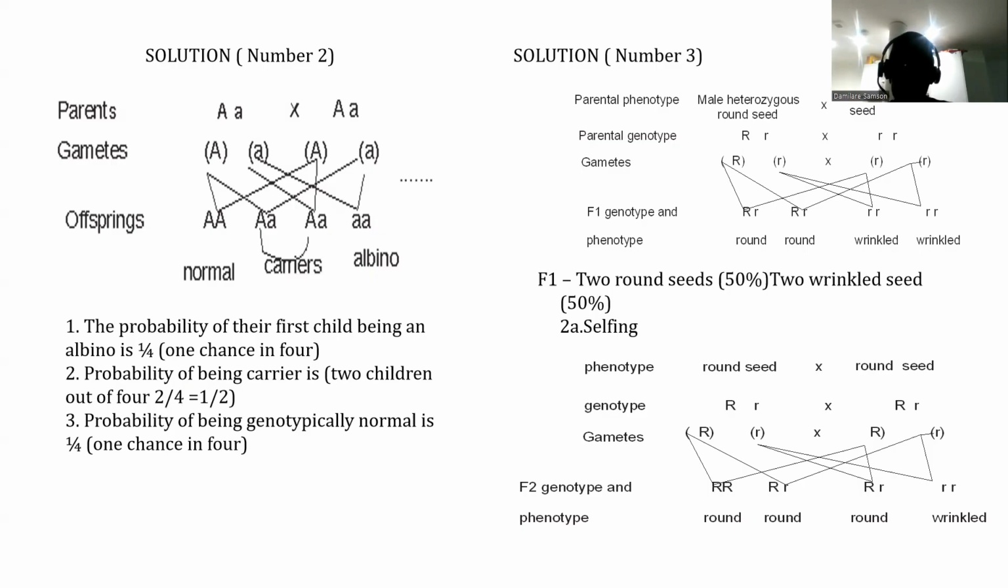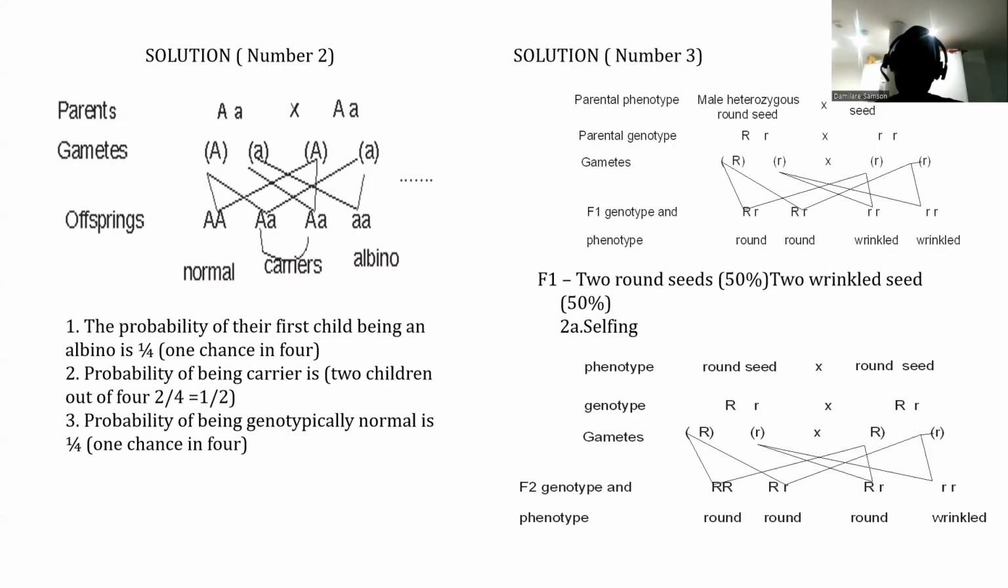Probability of being a carrier. Now, how many are carriers here? Aa, 2 of them. So carriers will now be what? 2 out of how many? Out of 4, which is the same thing as 1/2. Probability of being genotypically normal. Probability of being phenotypically normal is, who is normal here? Only one. Number one is normal. One out of what? 1, 2, 3, 4. That is just the answer to the question.